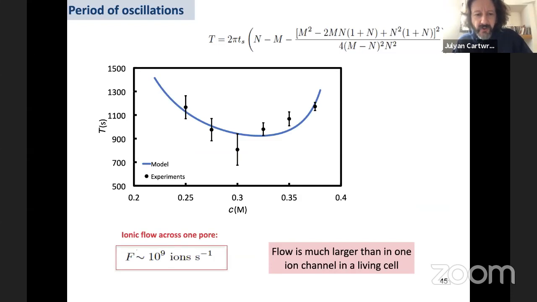One thing that's notable is that in this system, the flow of ions across a single pore is 10 to the 9 per second, which is very large compared to a modern day cell. So in other words, these would be very leaky membranes in terms of modern cell biology, which is probably to be expected since, if cells today are optimized, then clearly 4.5 billion years ago, they were not optimized.